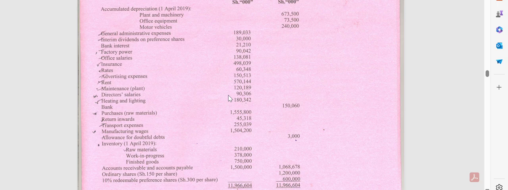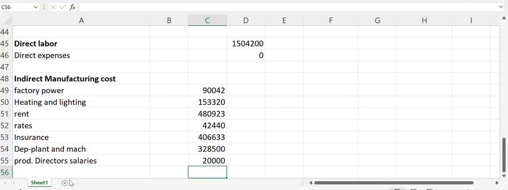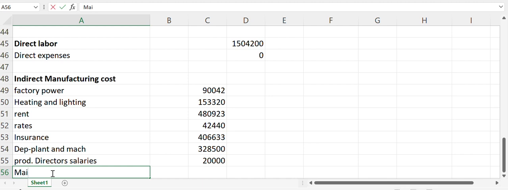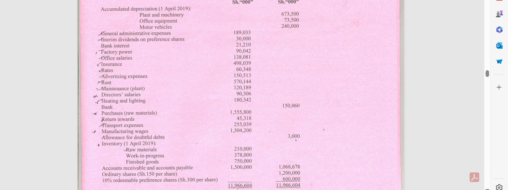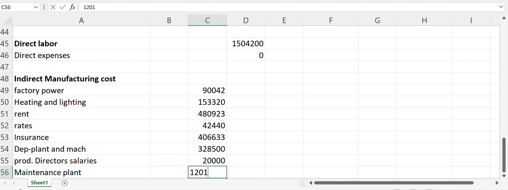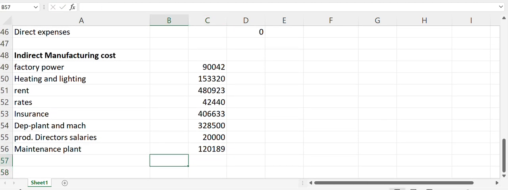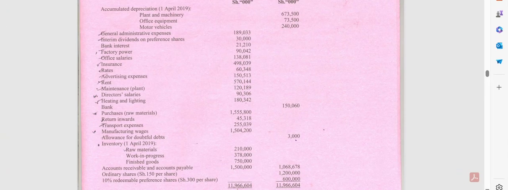So this maintenance plant, let's see, 2189. Then after that, director salary, we are done with that.